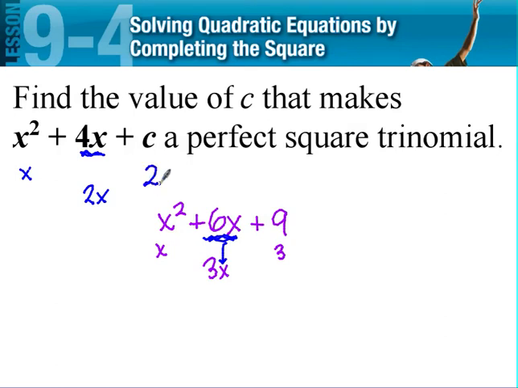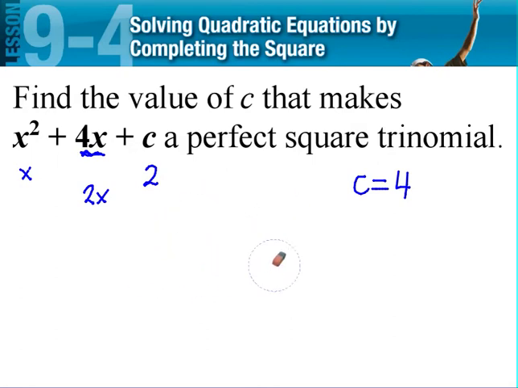2. But now notice, here I'm at this 3 step. I have to go back to that number right here. So what am I going to do with that? Square it. So really, what does c have to equal? 4. So let's revisit those steps again. What did you do with the 4x? You divided it by 2, so took half of it. And then what did you do with that 2? You squared it.